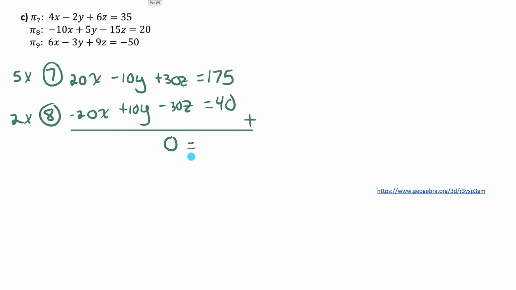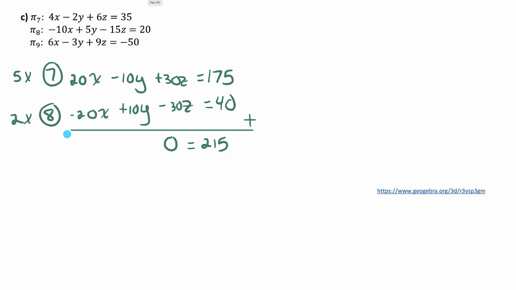And on the right, I would be left with 215. I have 0 equals 215. That tells me that plane 7 and plane 8 are parallel and distinct. Now, that's enough right there to tell me that we have an inconsistent system. Because if two of the planes never intersect at all, of course, all three planes couldn't share a point or a line of intersection. So we could stop right there.